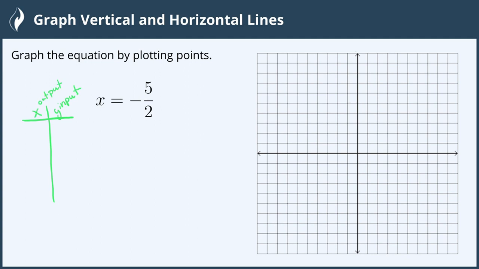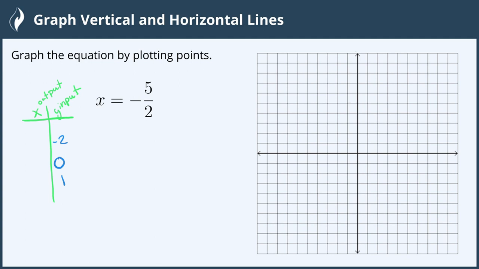Our input will be Y, and the output will be X. So let's go ahead and pick a few inputs that we prefer. I always like to pick 0. It's my favorite. And then let's go ahead and pick -2, and how about +1? Now let's go ahead and input those, calculate, and solve for our output.